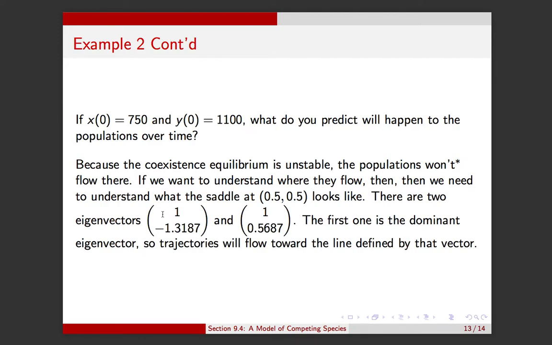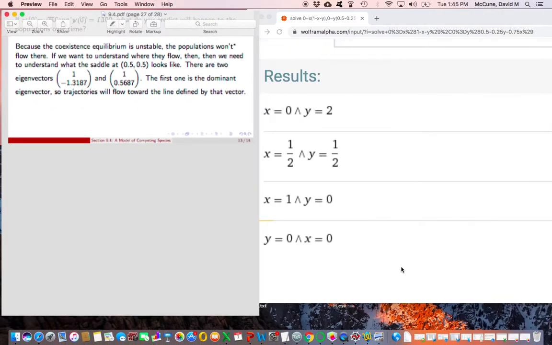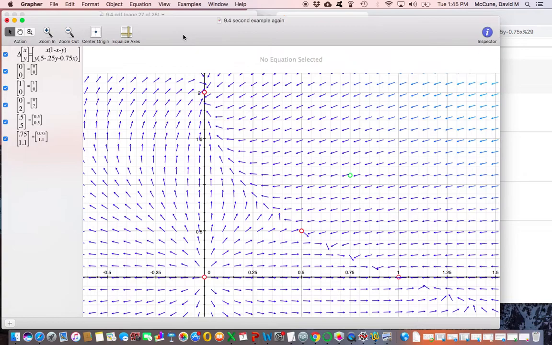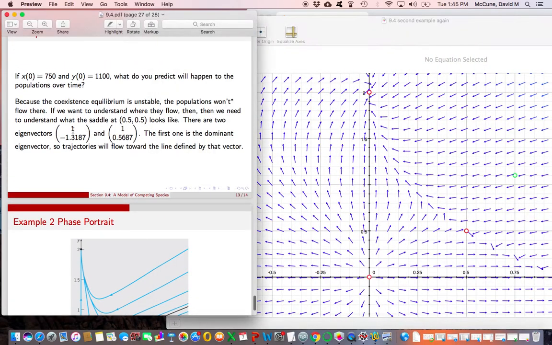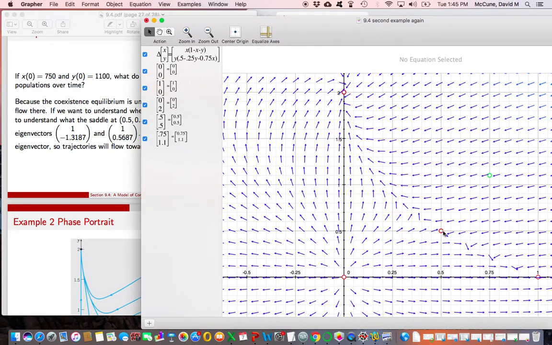So if you want to see exactly what those eigenvectors are, here they are. The first one's dominant, so trajectories flow towards that. The other one's not dominant. So if you go back to this picture, see where it is. Okay, so think about this eigenvector here, 1, negative 1.3. So if I'm at this point, I take one step over and negative 1.3 down, and I'm doing like this, if you extend that vector out. So again, I'm at this point, over 1, down negative 1.3, gives me an arrow like this. And if you extend that arrow in both directions, you get this dominant eigenvector line where things flow to that.